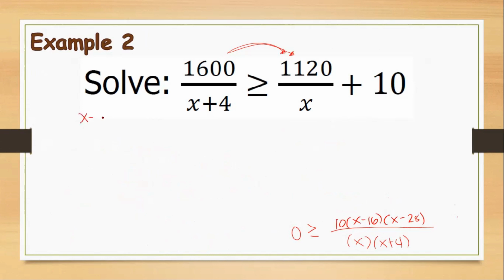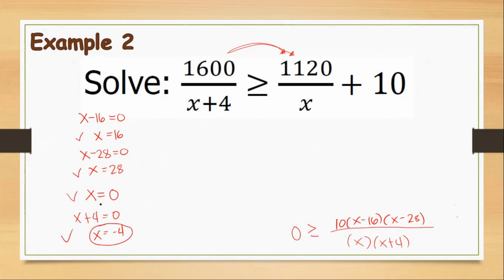So x minus 16 equals 0, so x equals 16. This one will be one of our points. x minus 28 equals 0, so x equals 28. This one will be another point. So on our denominator, we have x equals 0, and the other one is x plus 4 equals 0, so x equals negative 4. So we have how many test points? 1, 2, 3, 4. Okay, so let's try to see.